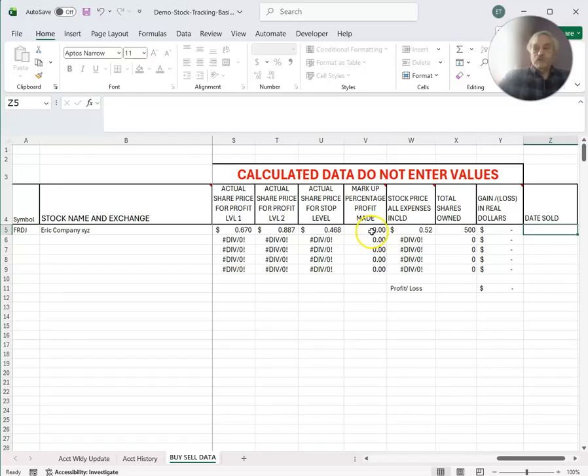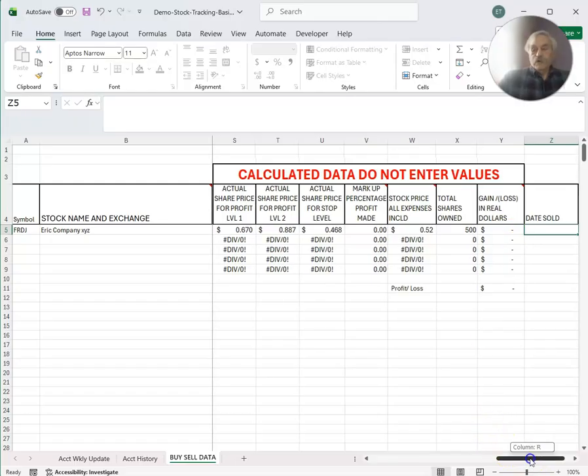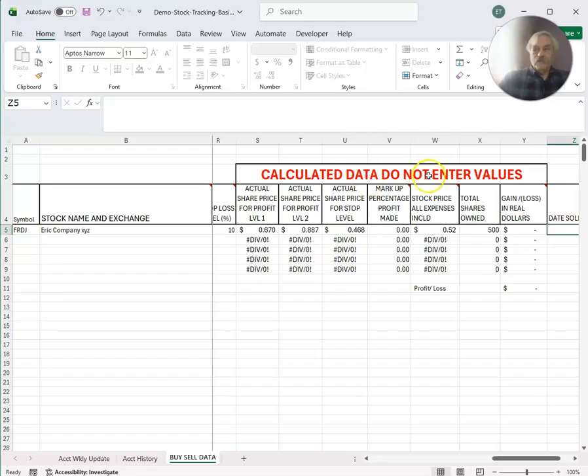When you sell your shares, it will actually calculate what your percentage profit is. This is your average price per share, and again, if you include drip shares it will actually go down a little bit. And this will tell you exactly how many shares you own. When you sell, it will automatically calculate whether you made money or whether you lost money. So this is a pretty important page. It says calculated data, do not enter values. You can't.